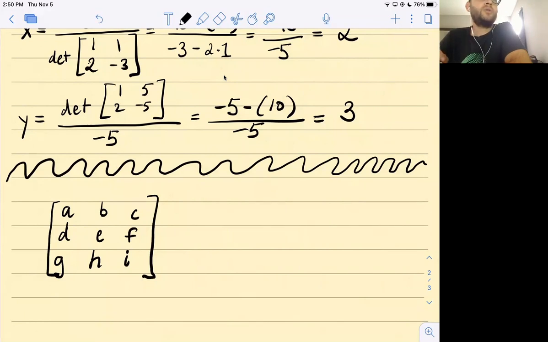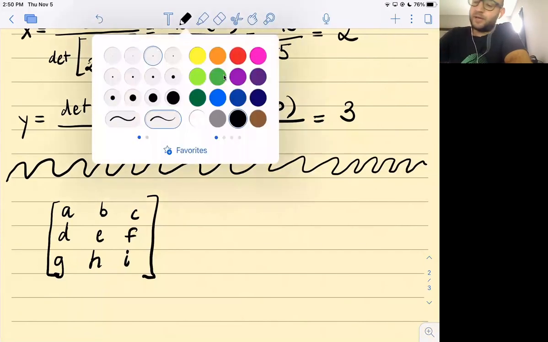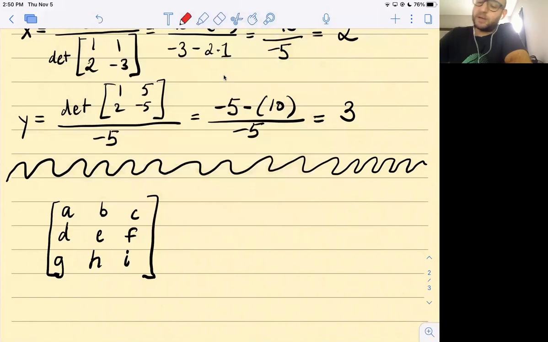I'm going to show you 2 ways to do the 3 by 3 determinant. The first way is really important because once you understand this pattern, it will allow you to find the determinant of a 4 by 4, of a 5 by 5, and higher. So what do we do? And there's a lot of amazing things that show up here.